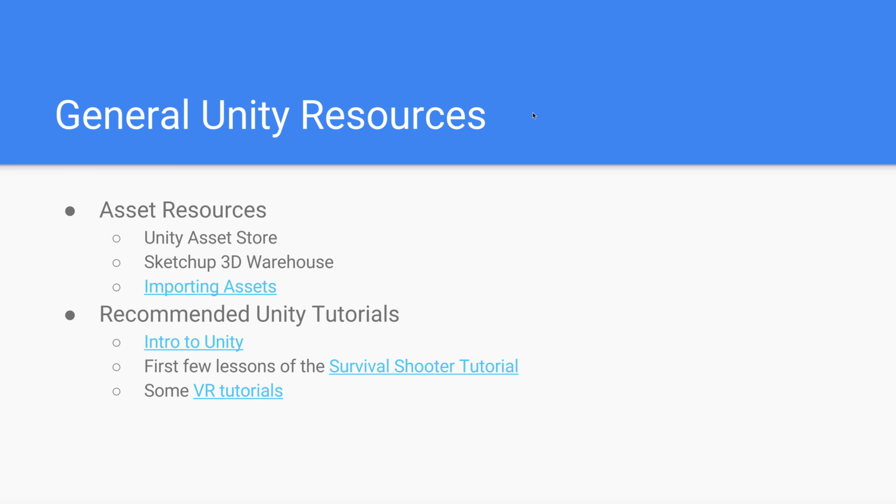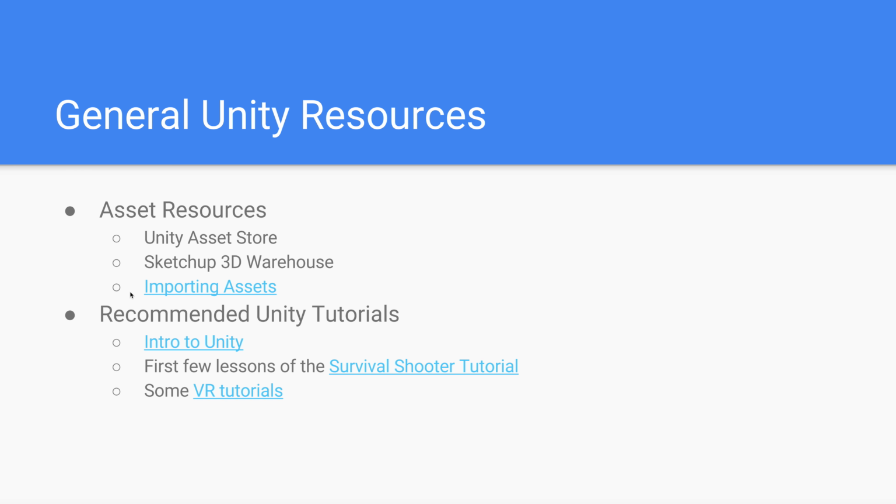A couple of Unity resources that you may want to know. So of course you'll need assets to actually make your scenes. Unity has an asset store where you can search for free assets. So again, if you need characters, buildings, lights, sounds, basically anything to put into your scene, you can find that here. You can also find a lot of 3D models on Google SketchUp.